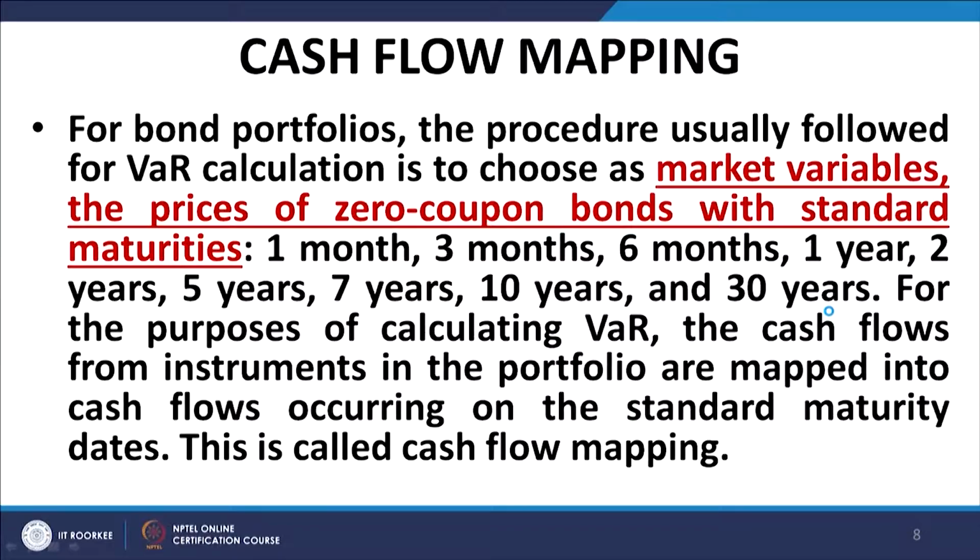What are those standard maturities? Let us first note that the standard maturities are 1 month, 3 months, 6 months, 1 year, 2 years, 3, 5 years, 7 years, 10 years and 30 years. These are standard maturities and data on volatilities of these bonds, price volatilities or return volatilities of these bonds, is available on various financial information databases regularly updated for information of the investors.